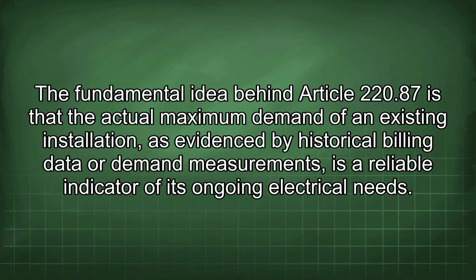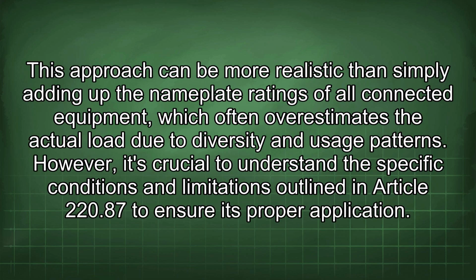The fundamental idea behind Article 220.87 is that the actual maximum demand of an existing installation, as evidenced by historical billing data or demand measurements, is a reliable indicator of its ongoing electrical needs. This approach can be more realistic than simply adding up the nameplate ratings of all connected equipment, which often overestimates the actual load due to diversity and usage patterns. However, it's crucial to understand the specific conditions and limitations outlined in Article 220.87 to ensure its proper application.